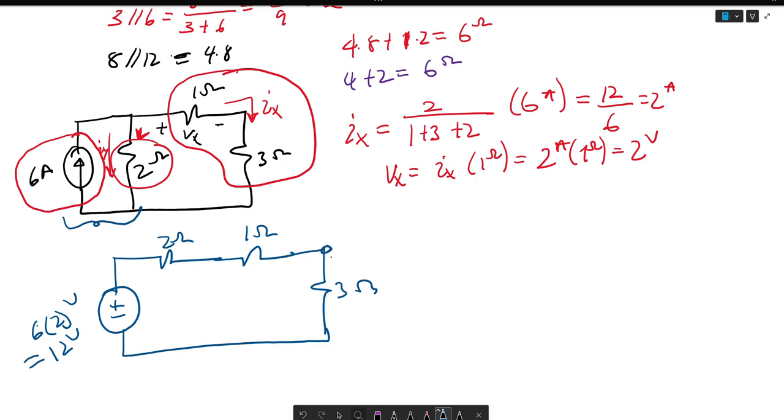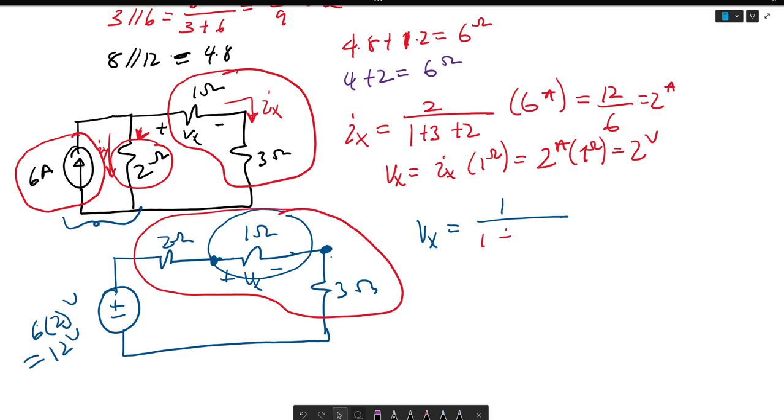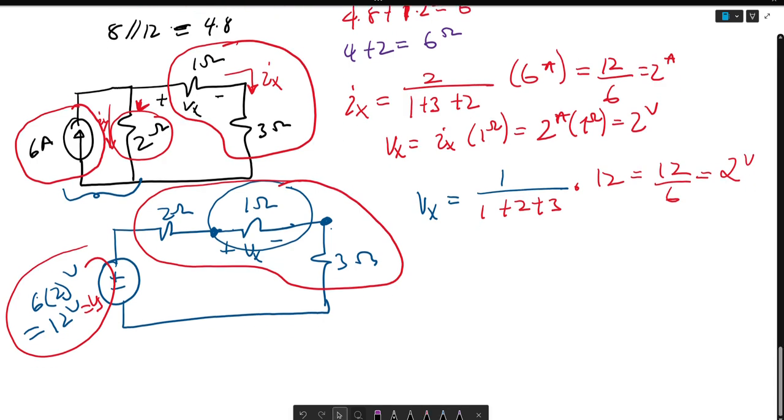And what you can do is use a voltage divider here through this 1 ohm resistor. So this is Vx. Vx is equal to the drop across the resistor that it's in series with, so 1 over the equivalent resistance, all these added up, which is 1 plus 2 plus 3, times my voltage source, Vs, or 12. Again, you get 12 divided by 6, which is equal to 2 volts.